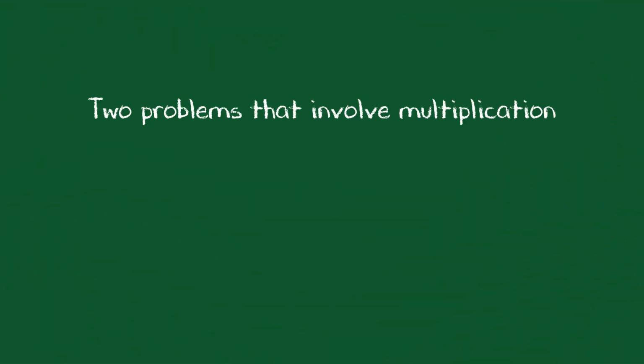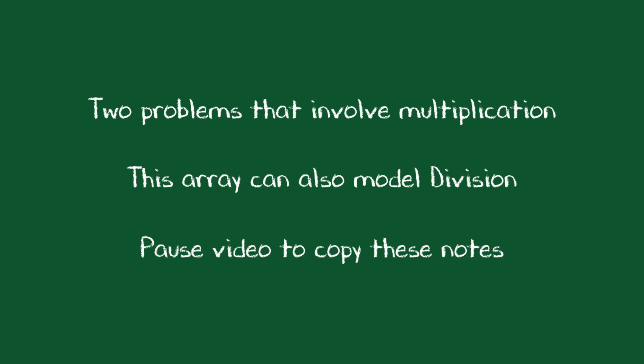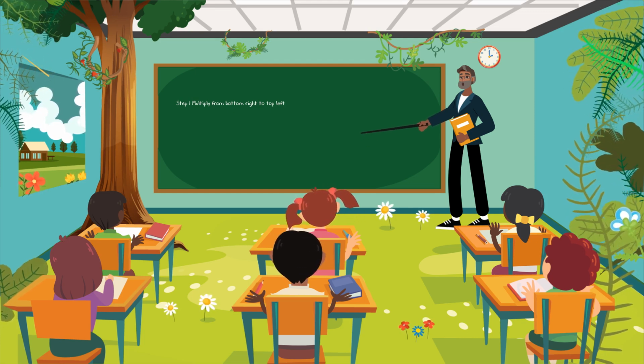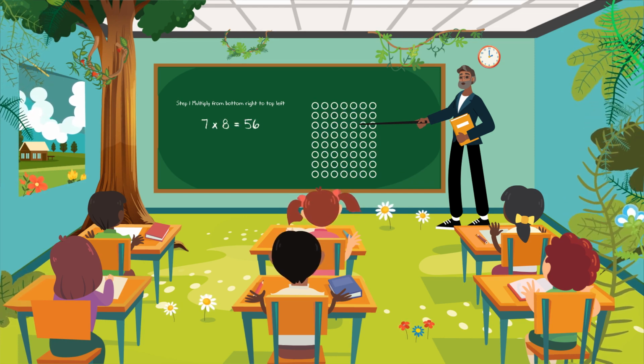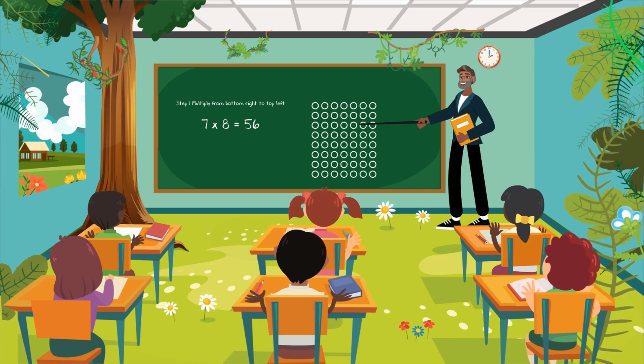Here are two word problems that involve multiplication, and both arrays can also be used to model division. Now, please remember those steps. Step 1. Multiply from bottom right to top left, 7 times 8. Quickly do an array on your own. Pause the video.